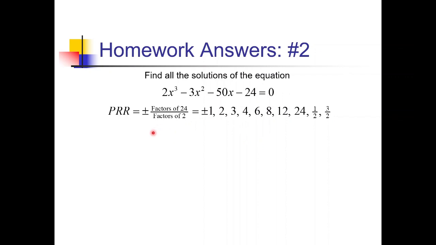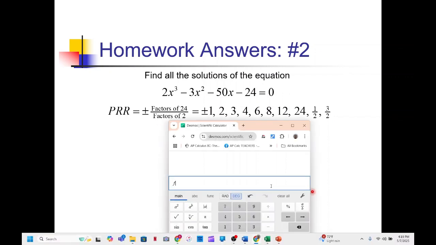So let's go to Desmos for that. So I'm going to create a function, f of x, to represent my 2x cubed polynomial here. So we've got 2x cubed minus 3x squared minus 50x minus 24. And I'll start plugging things into that by doing f notation down here. So we'll start with the 1s. We have f of 1 is negative 75. f of negative 1 is 21.